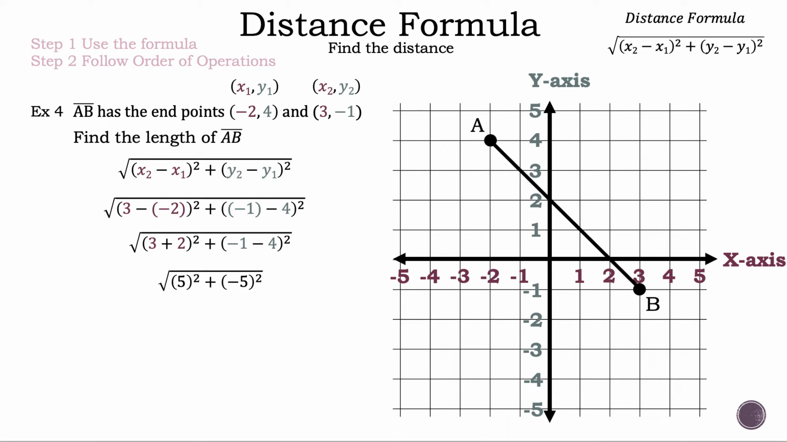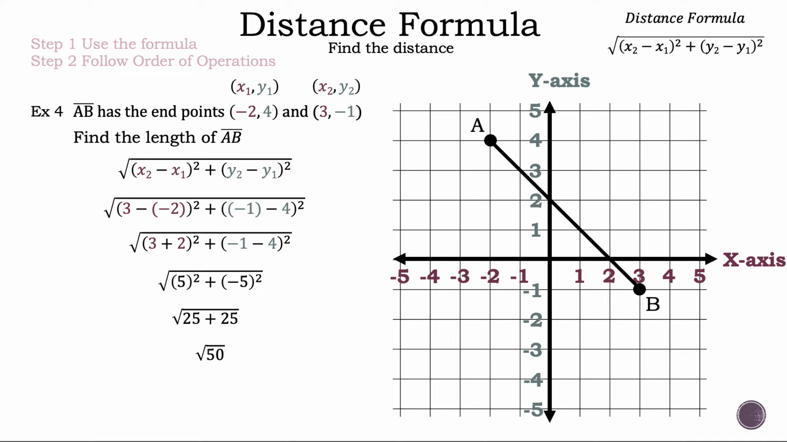Now let's square those numbers. 5 squared is 25, and (-5) squared is also 25. Now we have the square root of 25 plus 25, and the result of 25 plus 25 is 50. Now we have the square root of 50. 50 is not a square number, but we can rewrite it so that it does have one.